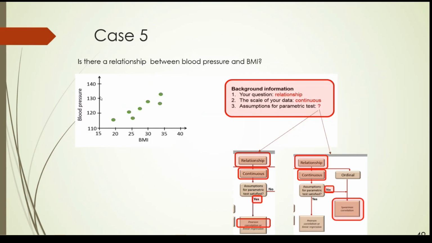In case 5, okay, we have body weight, BMI, and blood pressure, and we do the plotting of the data. And here you see, you want to find a relationship, whether there's a relationship or not between BMI and blood pressure. The scale is continuous, and then assumption for parametric test. Let's say we do not know whether it's normal or not. So in this case, relationship continuous, and then we use both Pearson as well as Spearman, because we have no idea whether they have a normal distribution.